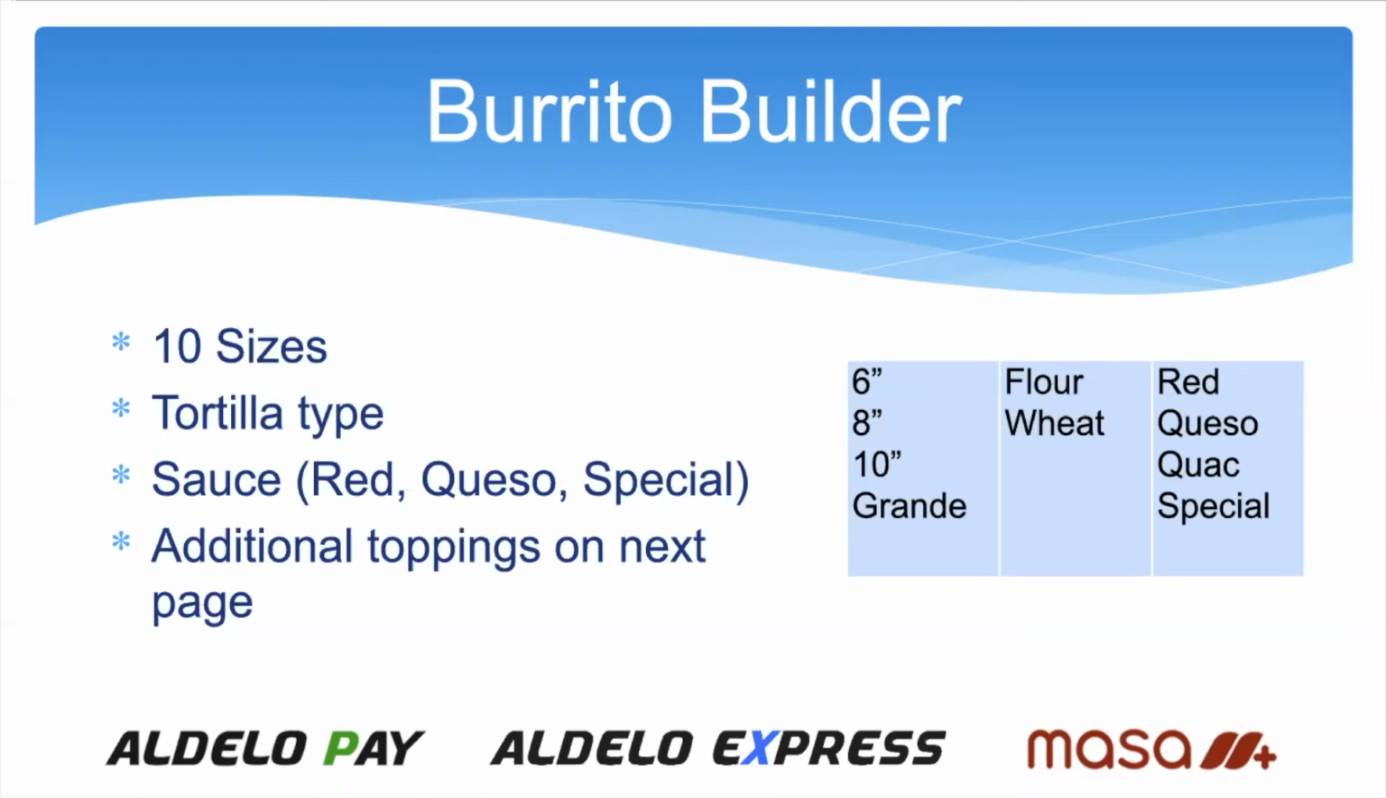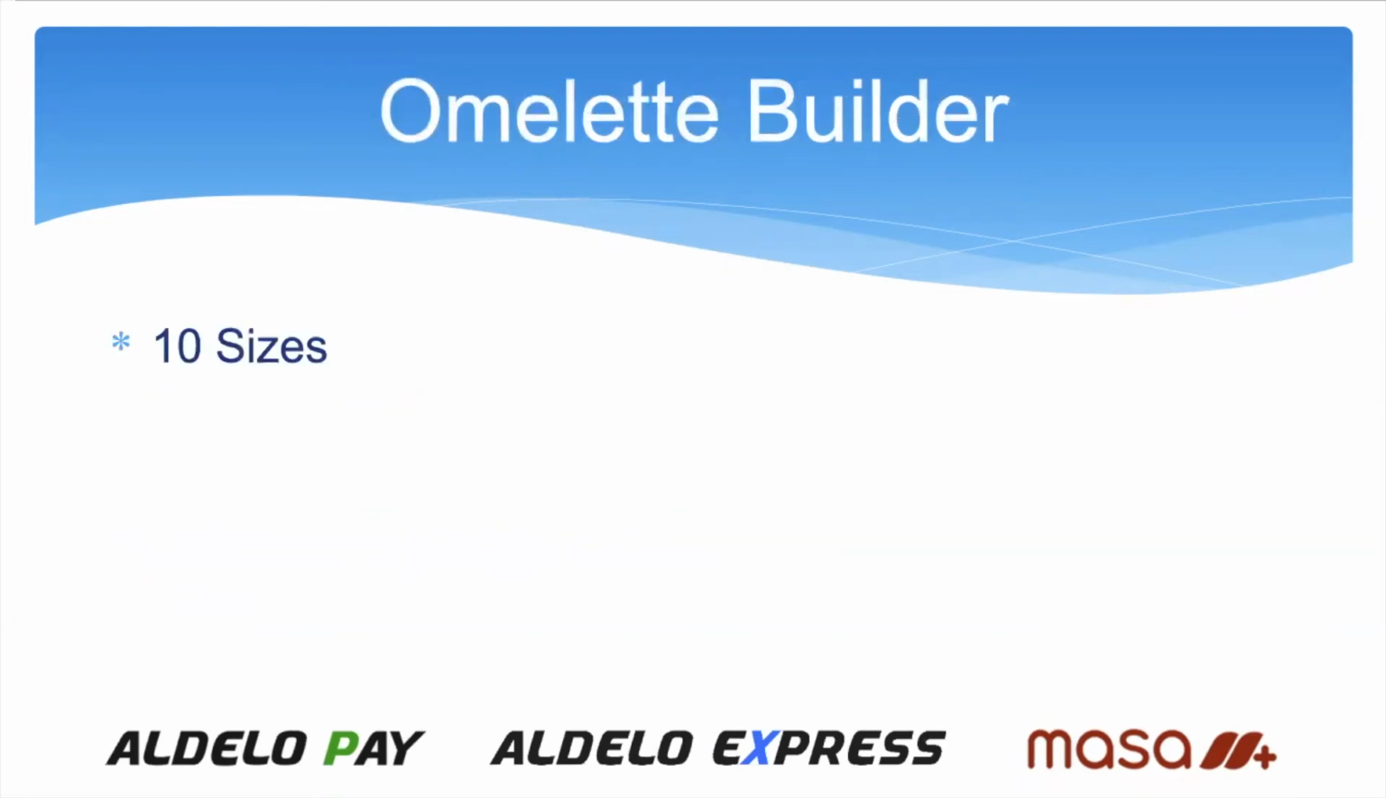They can be double, single, triple. So you have all those features that are in the builder that allow them to then really customize that item and upcharge where needed. This is a really good way of using the pizza builder in a place that needs something different. How about Omelette Builder?